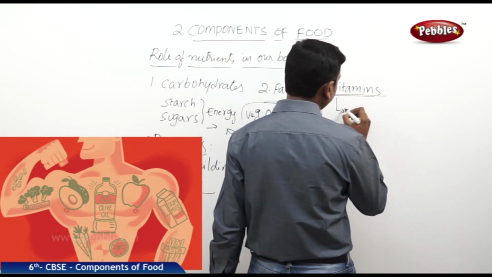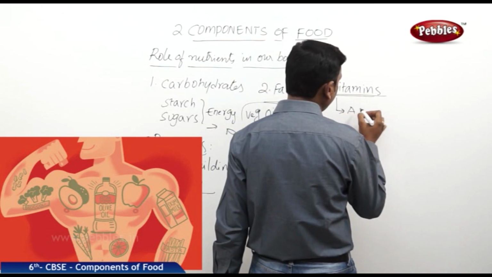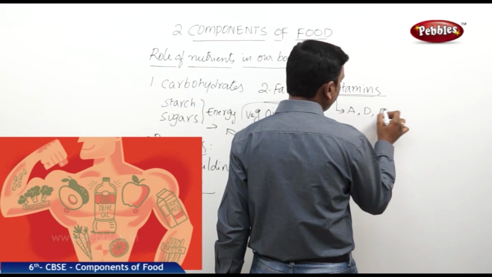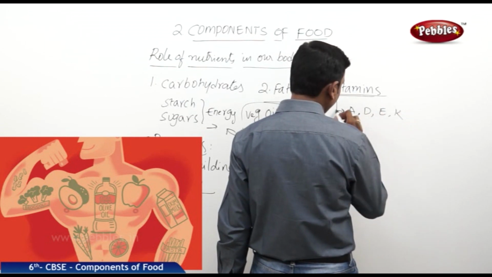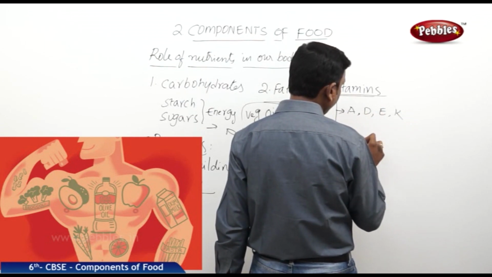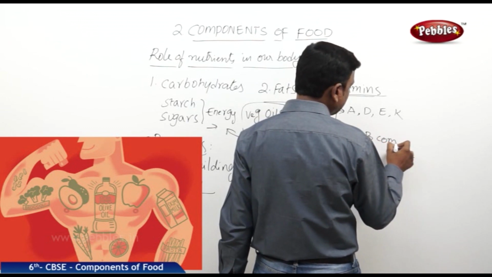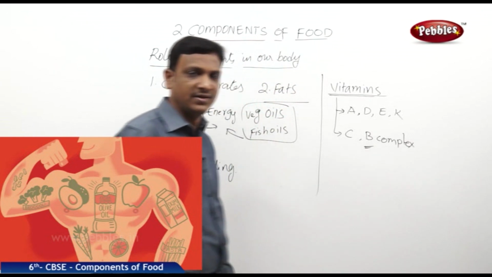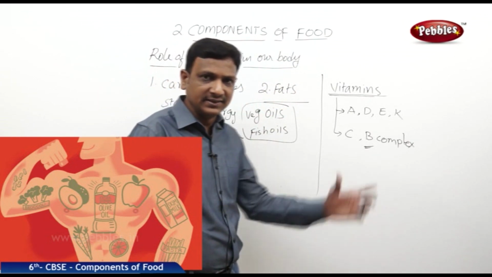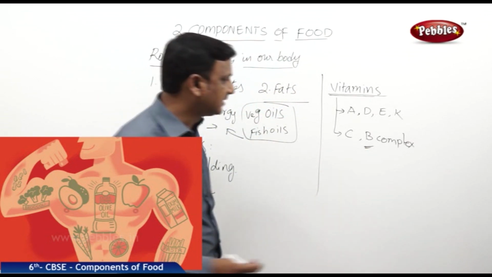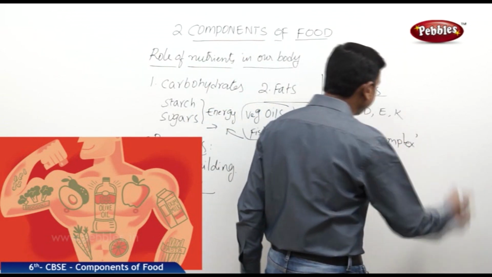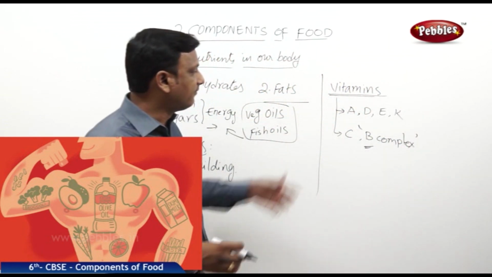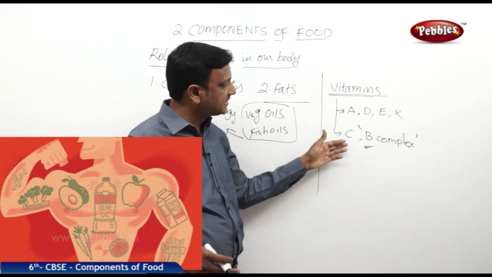The vitamins are vitamin A, vitamin D, vitamin E, vitamin K, vitamin C, and vitamin B complex. That means there are so many B vitamins, B1, B2, B3. Likewise, there is a set of B vitamins. That set is called B complex. But why have I written A, D, E, K and C, B complex separately?